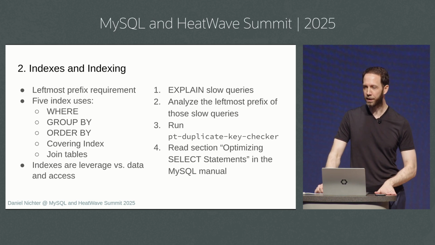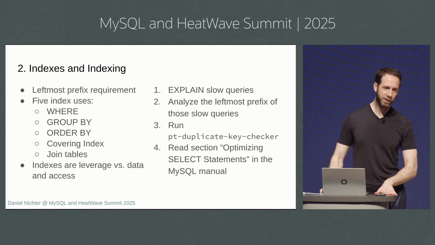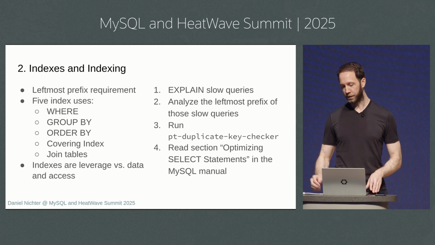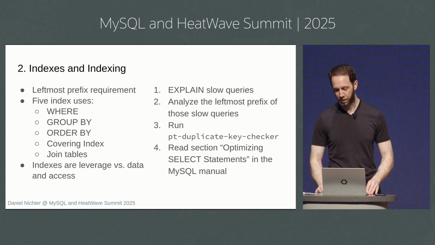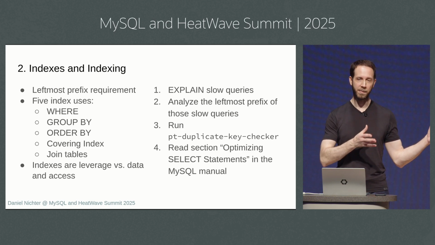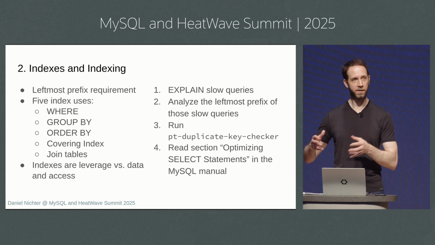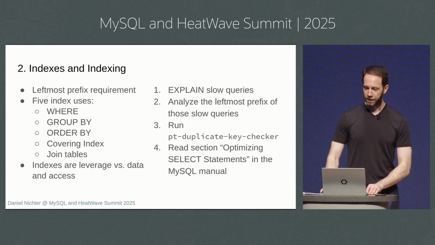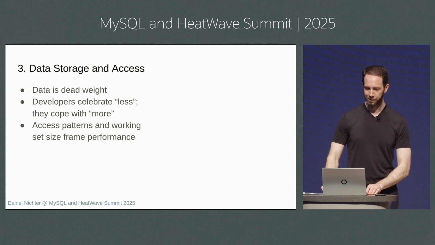Also, run a PT duplicate key checker. Duplicate indexes are a pretty common problem. Generally speaking, they slow down performance, not by a dramatic amount, but it's just a best practice not to have duplicate indexes running around. And again, for things to actually do, there's a great section in the MySQL manual called Optimizing SELECT Statements that will include all this basic information about indexing, but then also start to get into some of the more advanced indexing techniques. A lot to learn there, but short is our time.